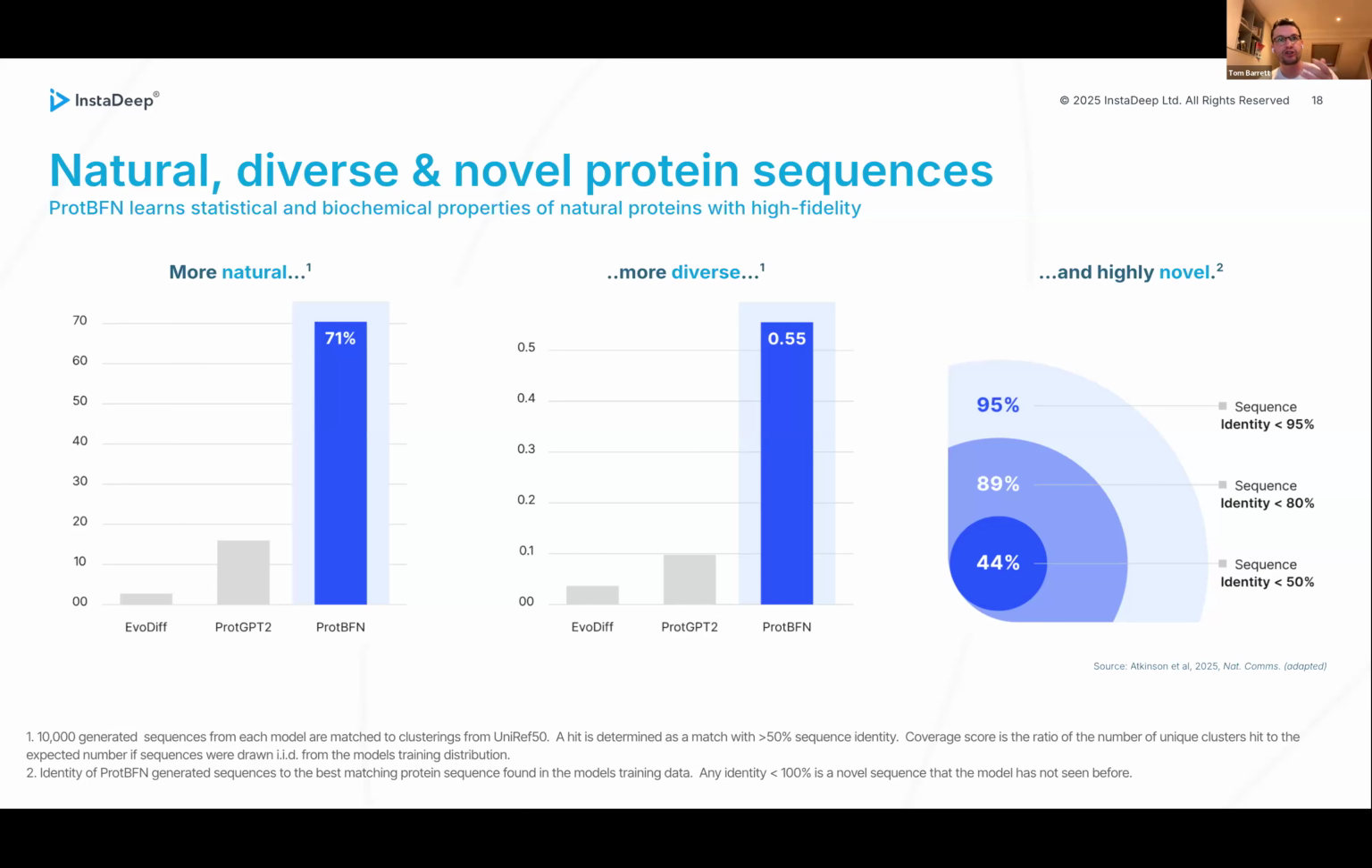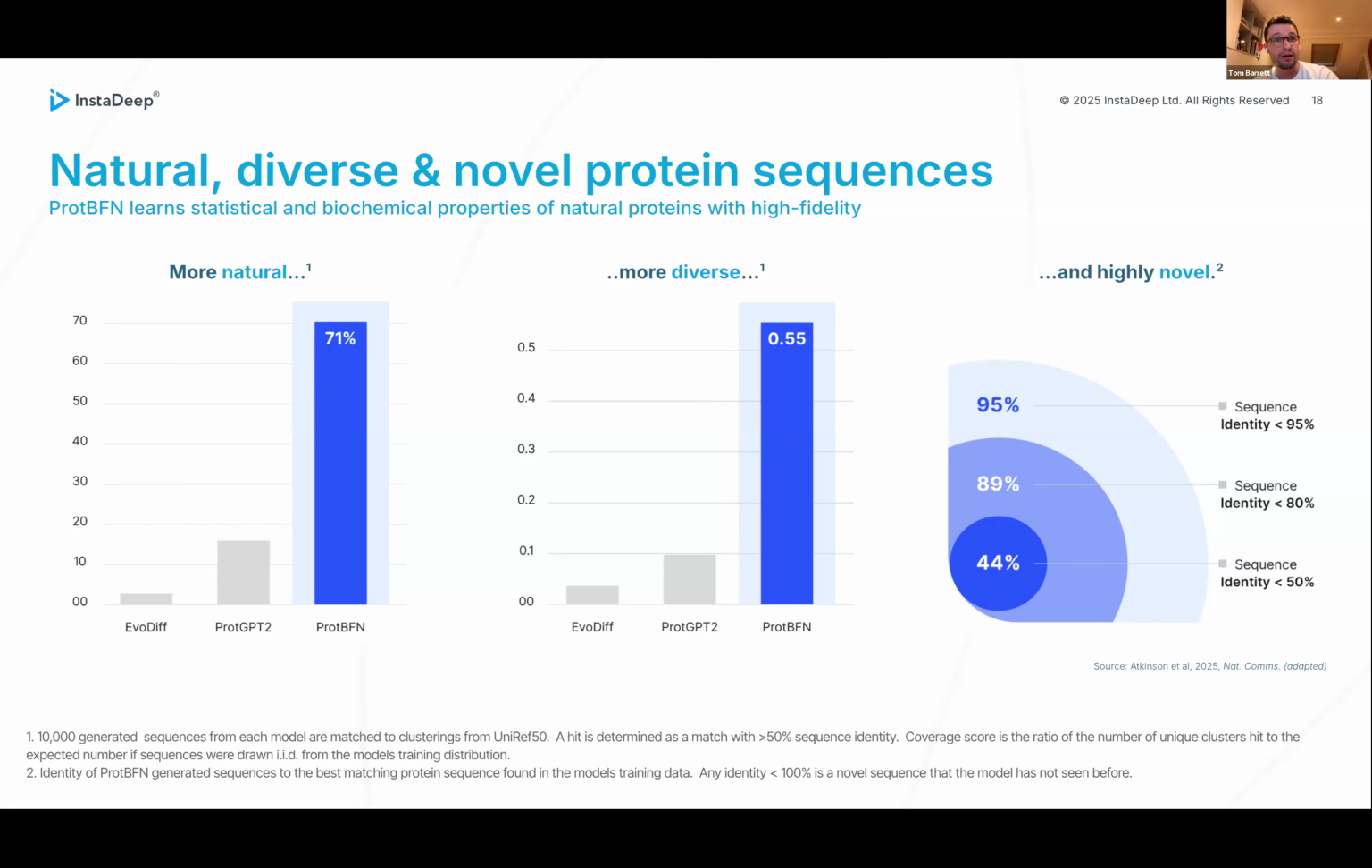Just make sure there's nothing in our training data that looks very much, that identically matches our generations. And the answer is we are novel, right? We're highly novel. Almost just under half of our generations have very, very low sequence identity. So really no homologs in our training data, despite still being quite natural and diverse. And so that's great, right?